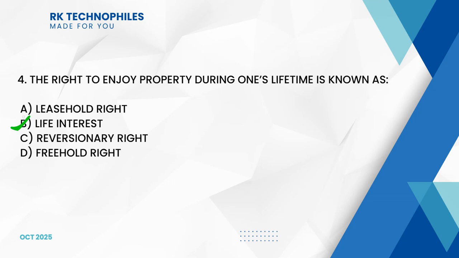A is leasehold, so limited up to the lease period only, right? So it will not carry until the life. C is reversion. This is the right after the lease or life interest ends. Freehold means permanent ownership. So the right to enjoy property during one's lifetime is known as life interest.